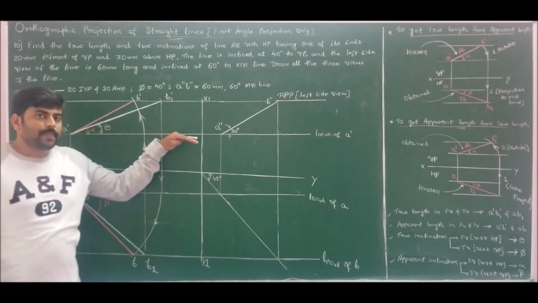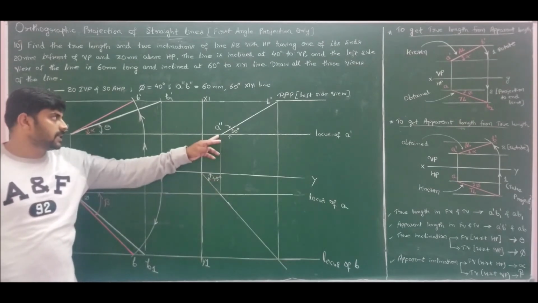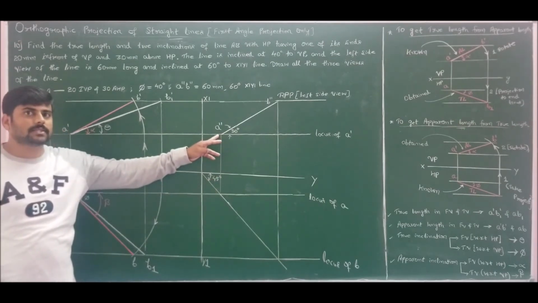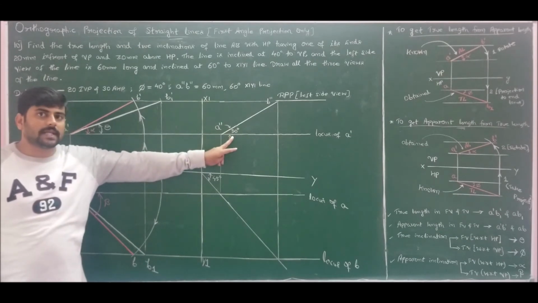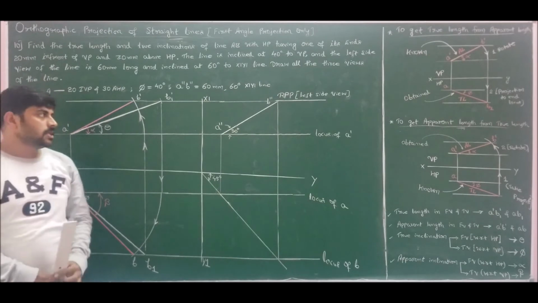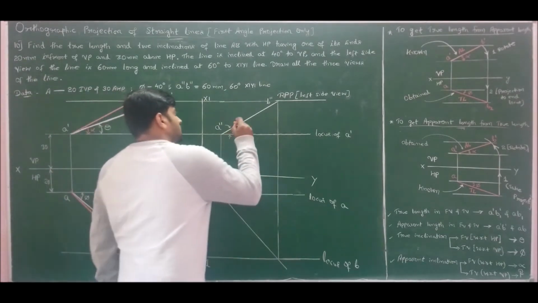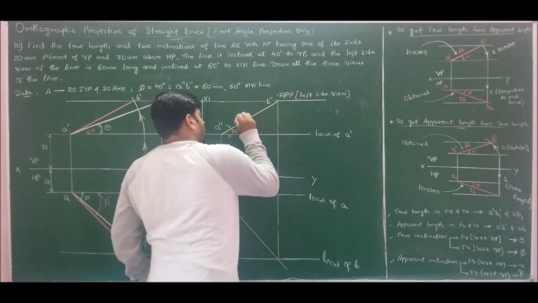The projection from the front view is nothing but the locus of A dash. So this intersection itself will give us A double dash. Once I know A double dash, I know the angle of inclination. With vertical it is 60 degrees, so with horizontal it will become 30 degrees. At 30 degrees, draw a 60 mm line. So thereby I have got the side view of line AB.